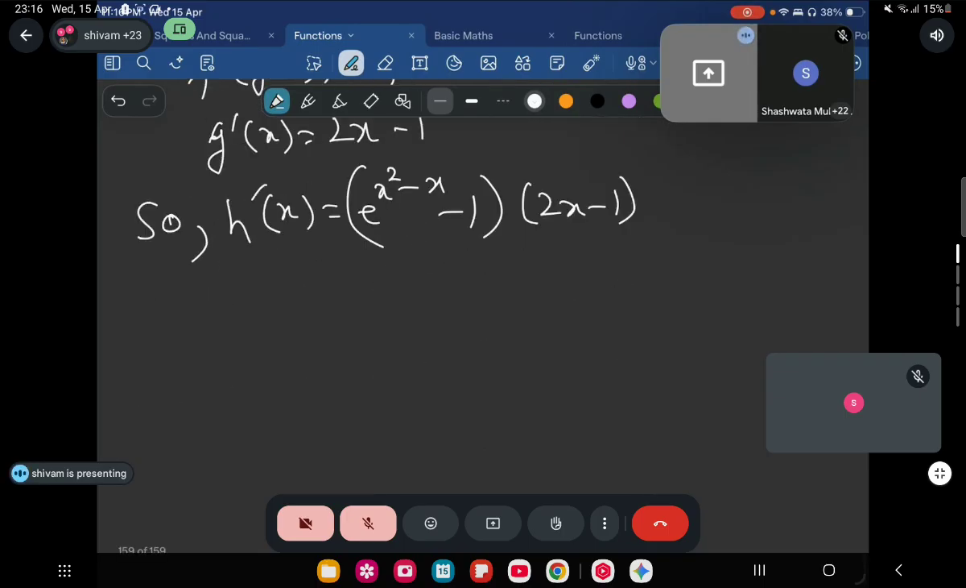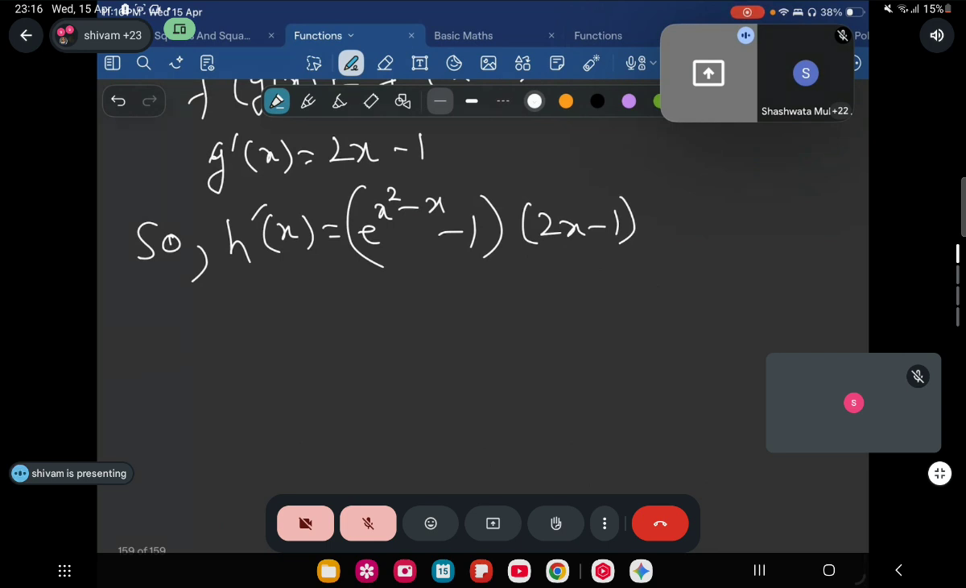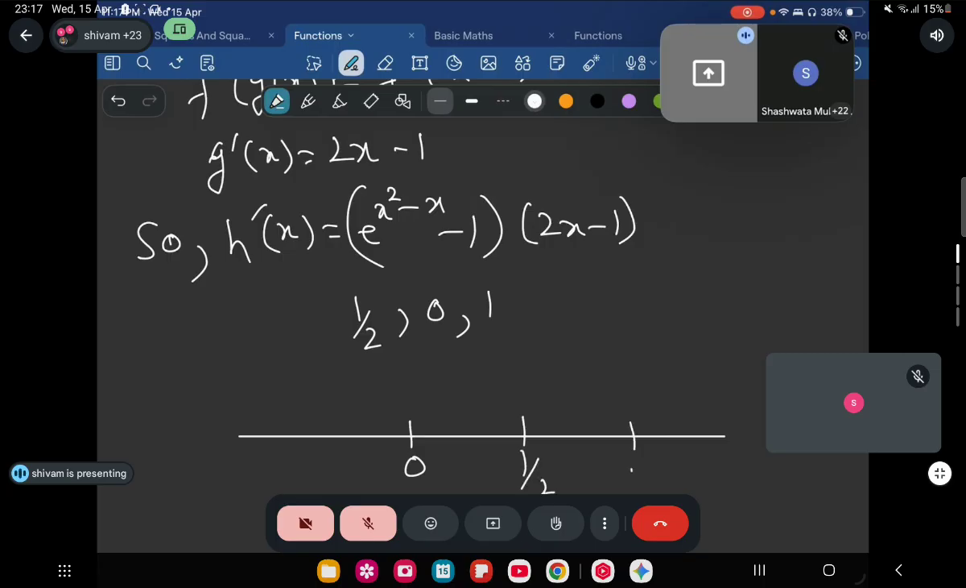What are the critical points over here? Tell me, everyone. The critical points are half, 0 and 1. Right. Let us plot. This is 0, then half, then 1. How will the wavy curve look like? It will look somewhat like this.